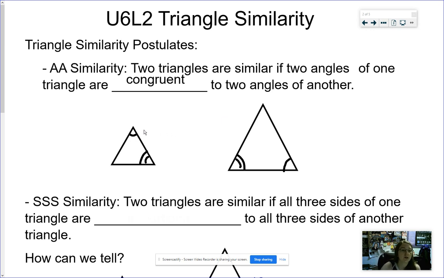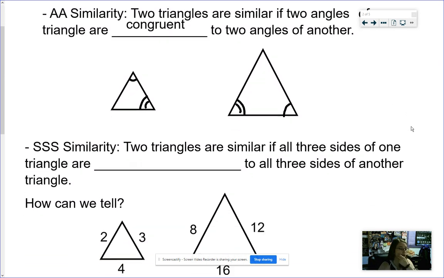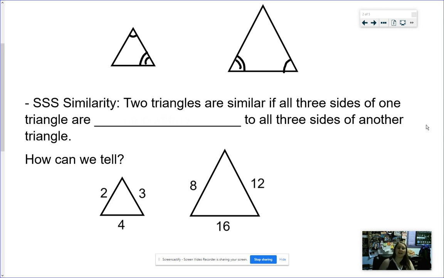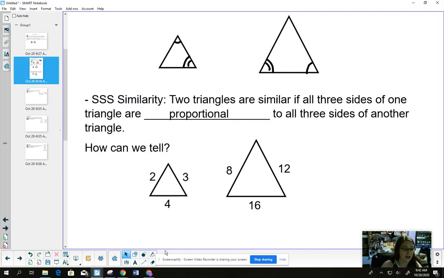And notice, again, that they don't even need to be in the same position. Like, see how this one is marked up here, but this one's marked down here? Doesn't matter. I just need to know that 2 pairs are the same. The next one we have is side-side-side similarity, right? SSS. Now, again, this is different than congruence. Congruence for side-side-side was all 3 sides are congruent, the same, right? But now, 2 triangles are similar if all 3 sides of one triangle are proportional to all 3 sides of another triangle. And we're going to practice this a bit more throughout the video and in class.